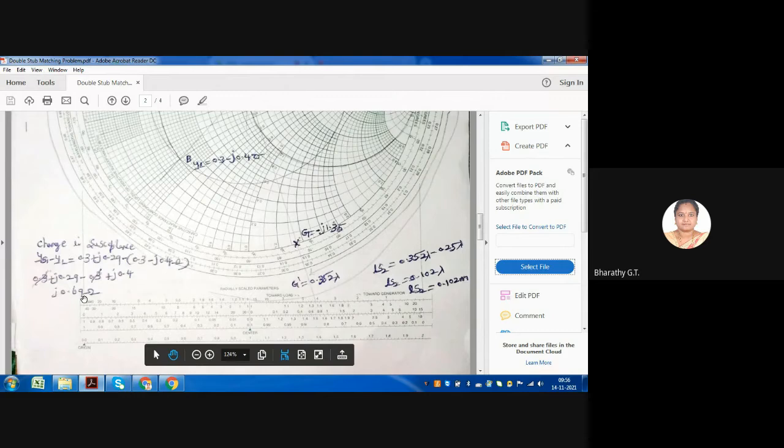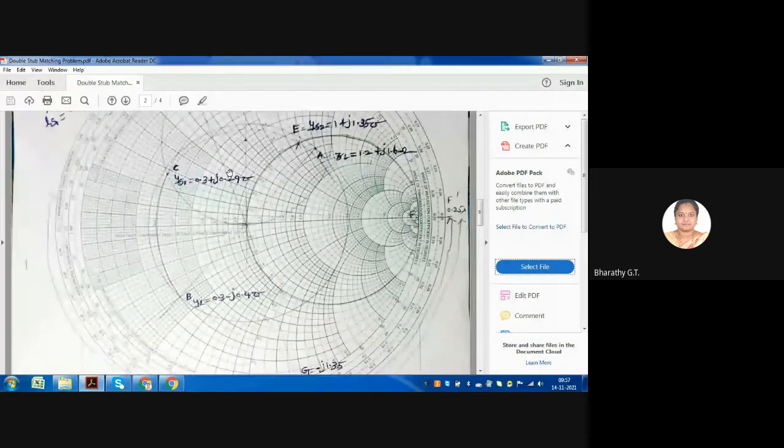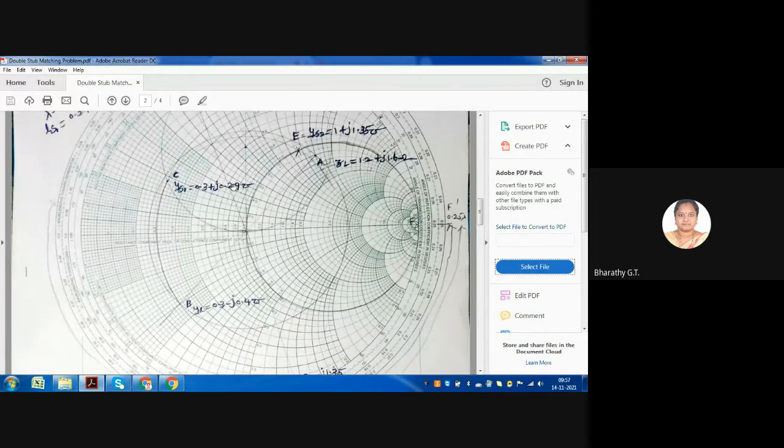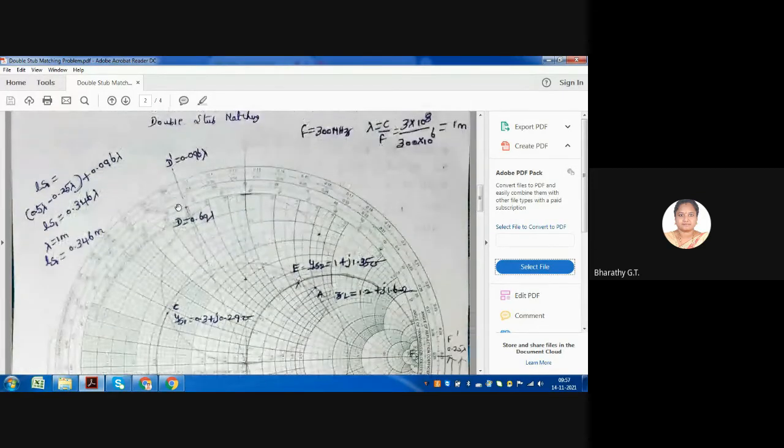The change in susceptance is always YS1 minus YL. If we calculate YS1 minus YL, the change in susceptance becomes plus J 0.69. That is, only if you add plus J 0.69 will the susceptance value change from minus J 0.4 to plus J 0.29. Okay. So the change in susceptance, we have to mark it here. So mark the point D.